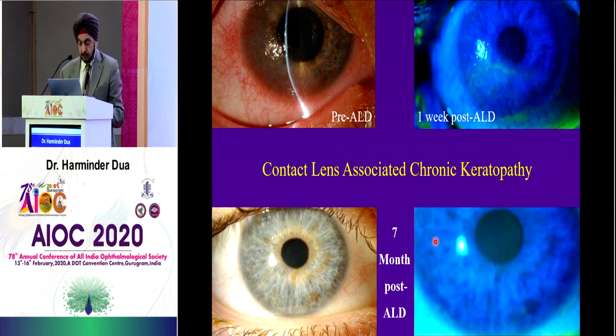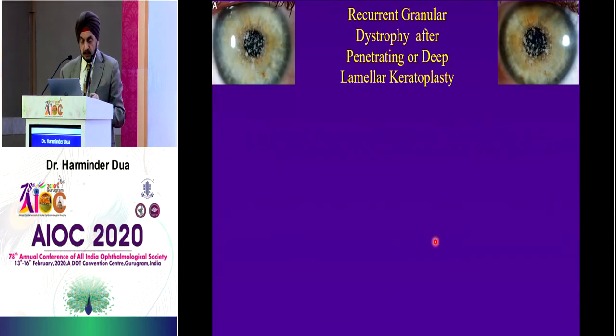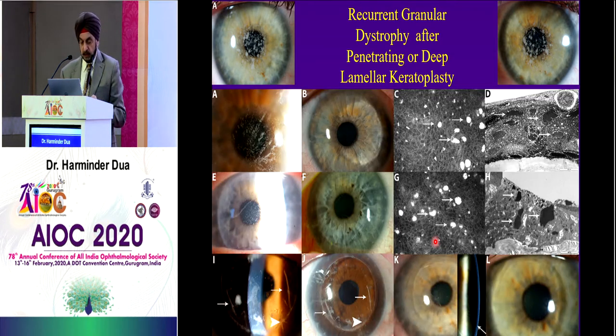You can make a big difference by then using this. But this is something we recently published, a very, very useful indication for this technique. Granular dystrophy: when you have a patient whose vision is compromised, you do a penetrating graft or a deep anterior lamellar graft. But give it time, a few years, and the epitheliopathy and the dystrophy will come back in the tissue. And when it comes back, it is coming back mostly from the epithelium, because the turnover of epithelium is very fast. The keratocytes take a longer time to come back from the host and repopulate the donor stroma.